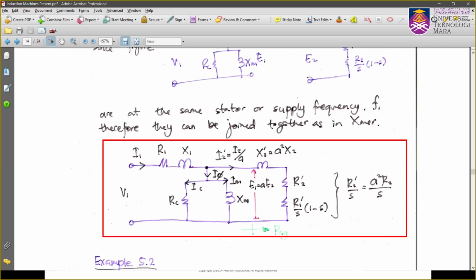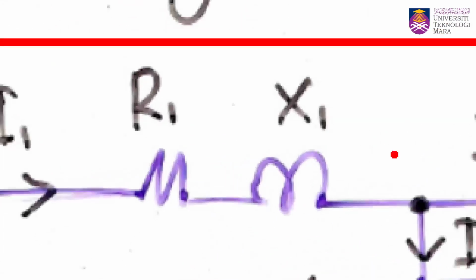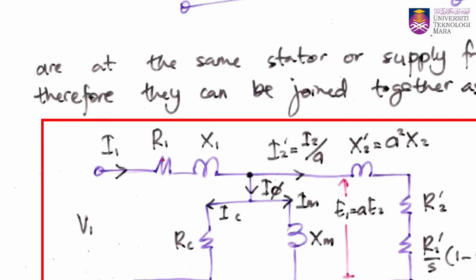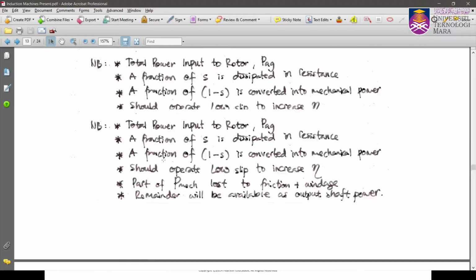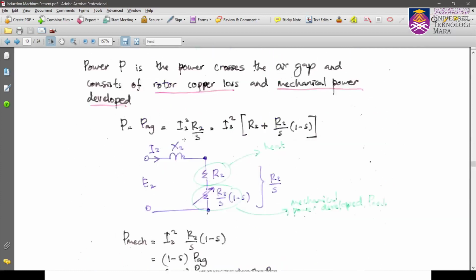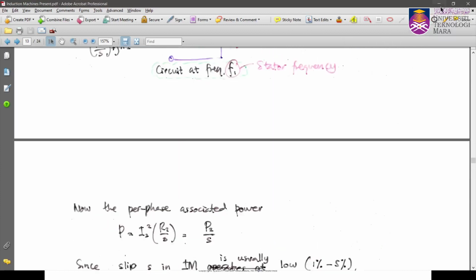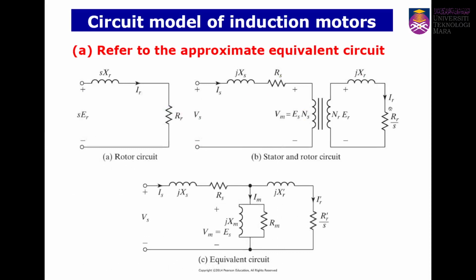So we have R1, X1. This is the core resistance, and this is the magnetizing inductance, and then we have the rotor inductance and resistance here that is transferred to the stator side. So that's why we have the prime here. Okay, I hope you have looked into the notes to refresh. So refer to the approximate equivalent circuit.